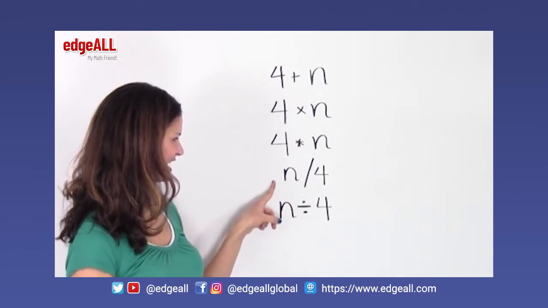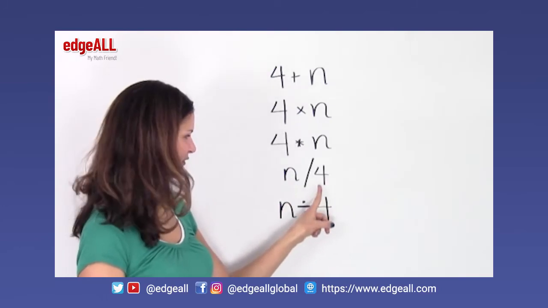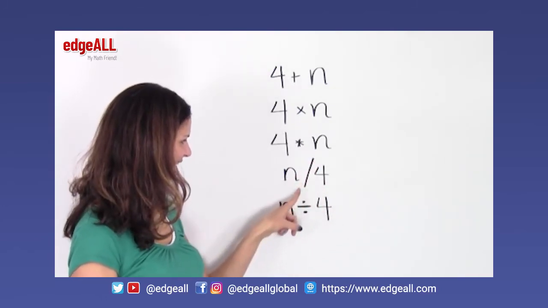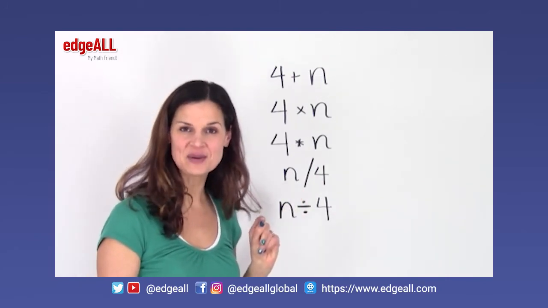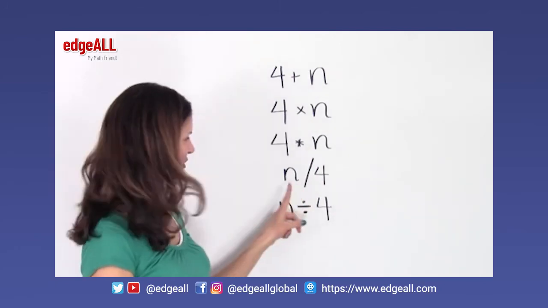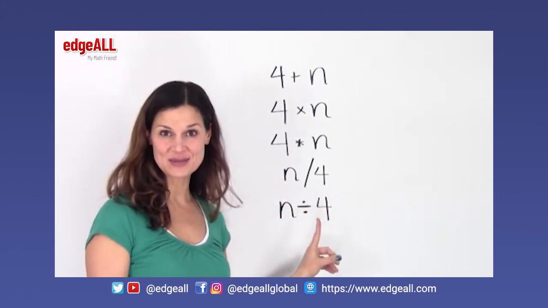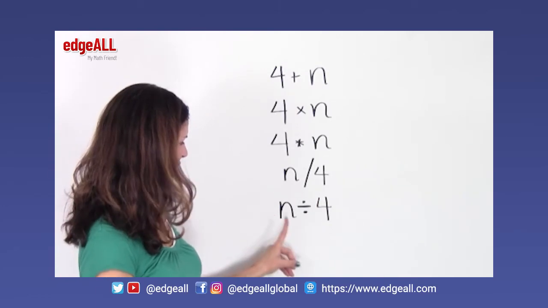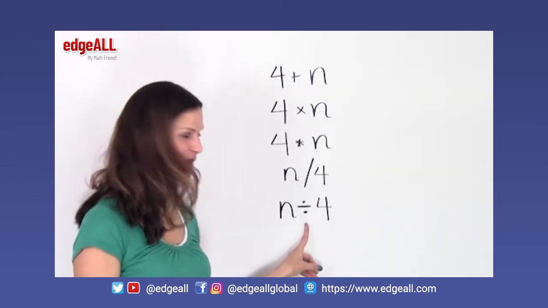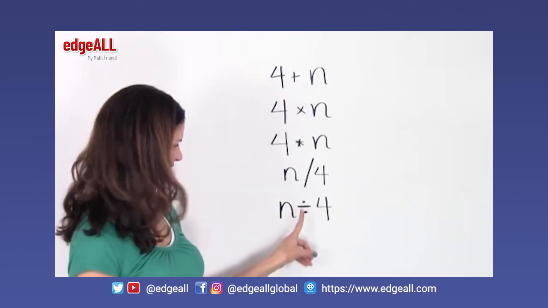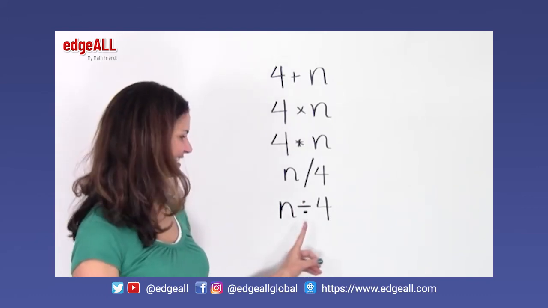In this next one here, again, I have a variable of n, and I have a number of 4. And this slash symbol here in between them is my operator, and it represents division. So I would read this as n divided by 4. Similarly to this last one here, where n is my variable, 4 is my number, and my operator is the traditional division symbol. So I would read this one also as n divided by 4.